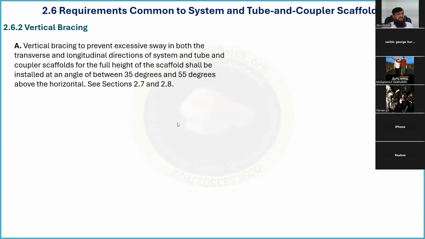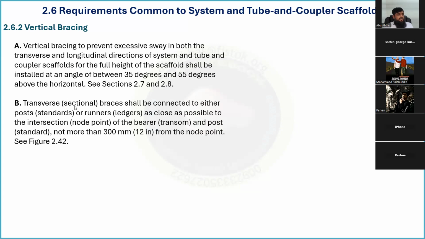to prevent excessive sway in both the transverse and longitudinal direction of system, and tube and coupler scaffold for the full height of the scaffold shall be installed at an angle of between 35 degree to 55 degree above the horizontal. Okay, 2.7 and 2.8, we will look at them inshallah tomorrow, or maybe they will come under discussion. I think tomorrow we are going to look at them.